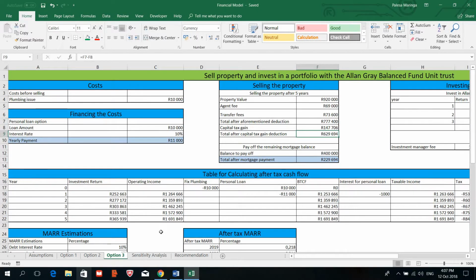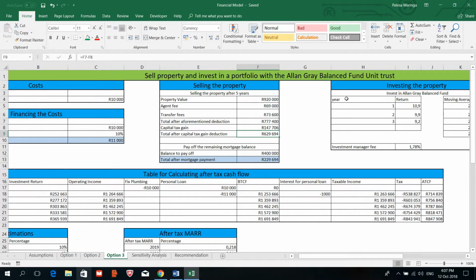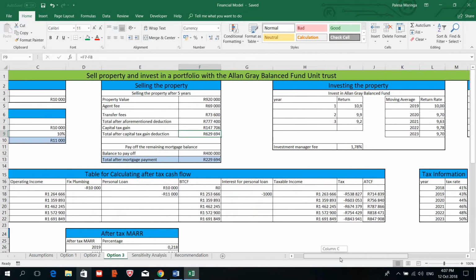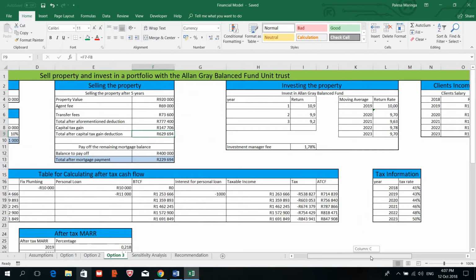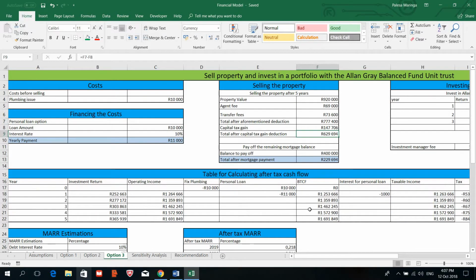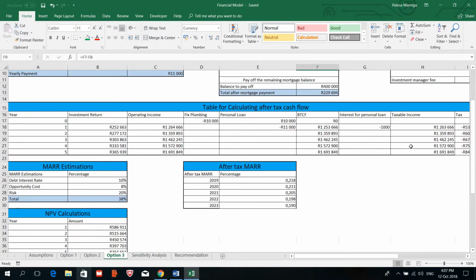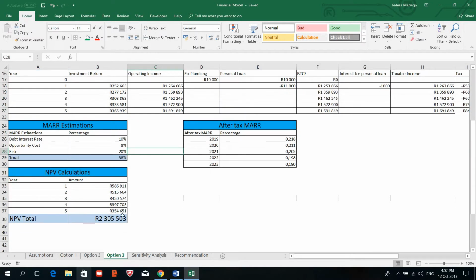Option 3 is simple. We choose to sell the property immediately, and we take out a loan to finance the plumbing issue, and we invest money in the Allan Gray Foundation, and the fee for this is 1.78%, and that's what we do. We calculate the cash flows, no depreciation, because all we're doing is reinvesting money. And the net present value here was calculated as 2.3 million rands.